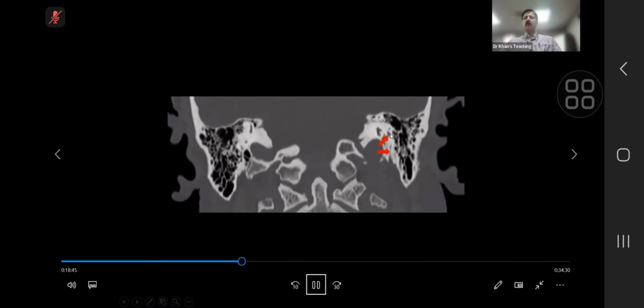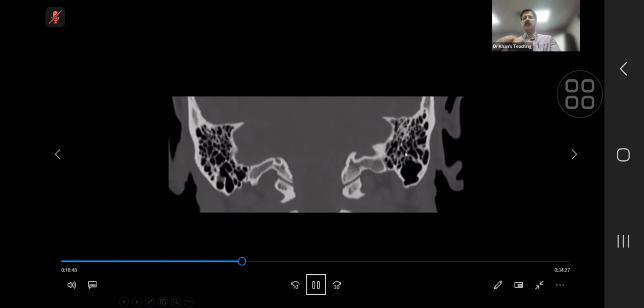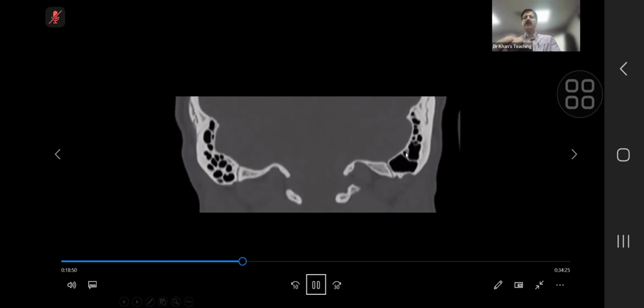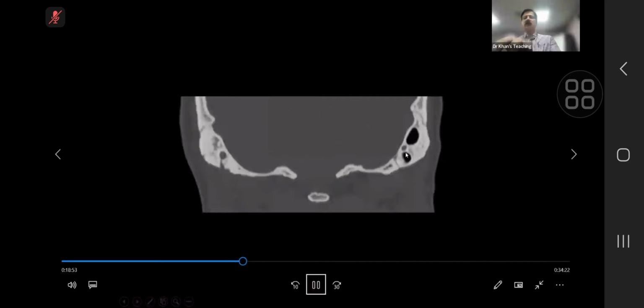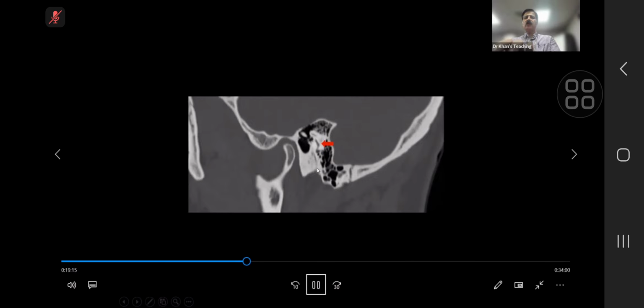So now let's go for a sagittal. Sagittal will show you the descending portion very well. Otherwise, there is not much value to the sagittal. These are the mastoid air cells, and here you are. We call it the hockey stick appearance. This is the descending portion. This is the stylomastoid foramen.